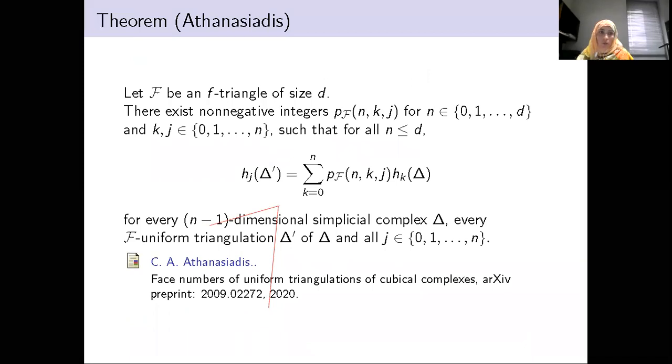Okay, so this is the result by Athanasiadis. He says that if you are considering a uniform triangulation, you can always get the h vector of the triangulation in terms of the linear transformation. This is always coming from the linear transformation, and these coefficients are always non-negative integers, right?